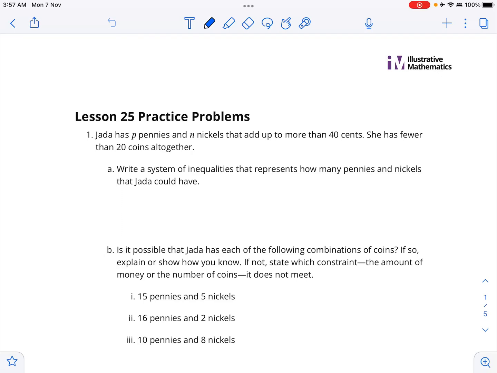Let's do the practice problems for lesson 25. So question 1. Jada has p pennies and n nickels that add up to more than 40 cents. She has fewer than 20 coins altogether. So we've done a few of these in the last few lessons.